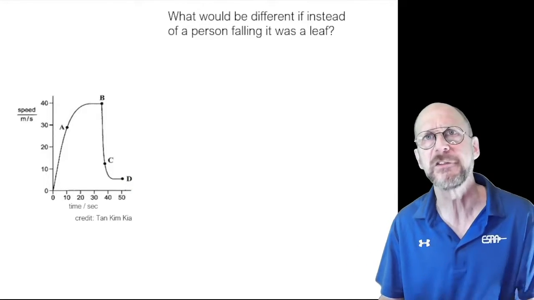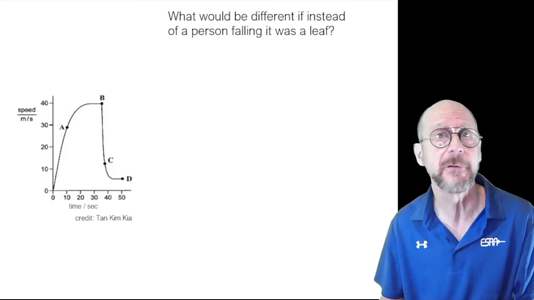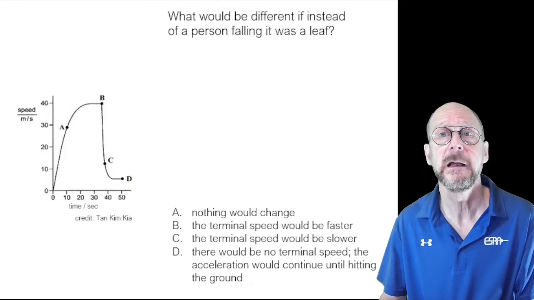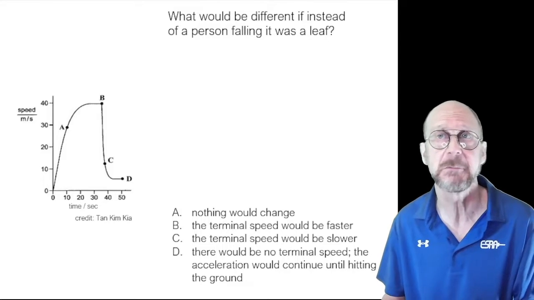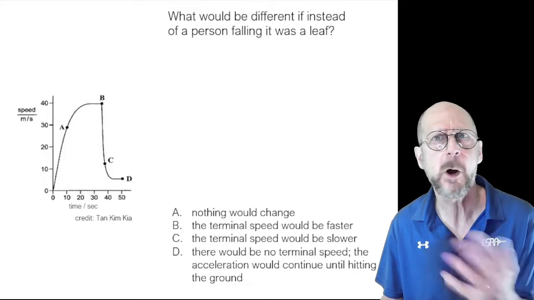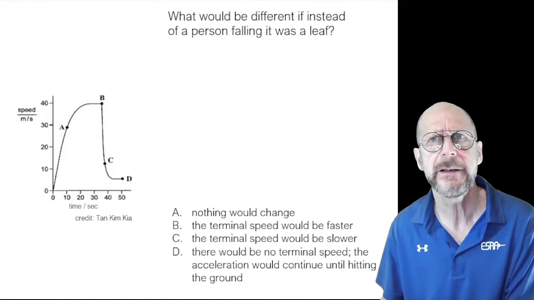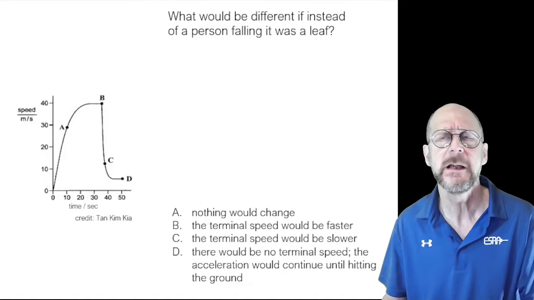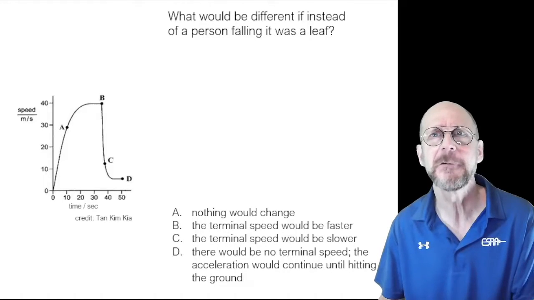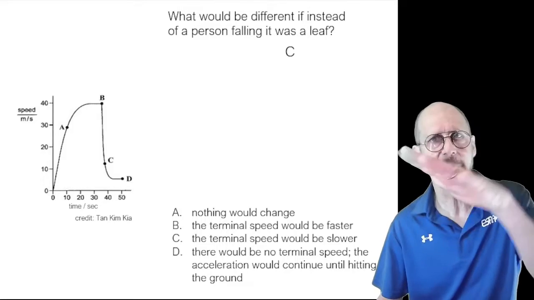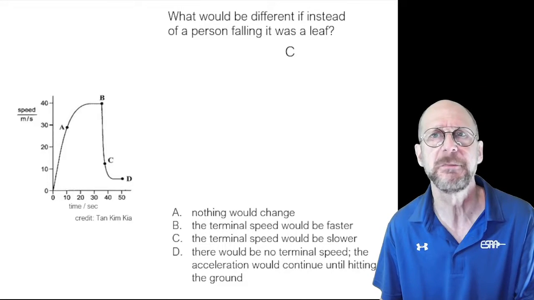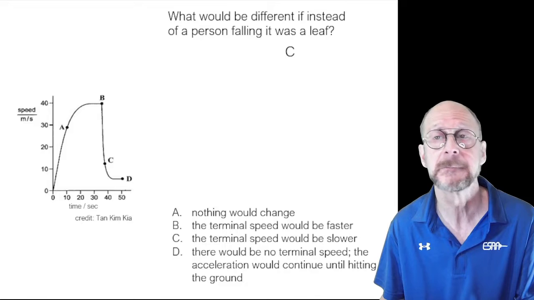So a couple questions then. What would be different if instead of a person falling, it were a leaf? And here are your choices. I'm going to ask you a series of questions. So pause after each one and think about what it would be. So if it's a leaf, have you ever seen a leaf falling from a tree? It kind of flutters down rather slowly. So the terminal speed is slower for a leaf.